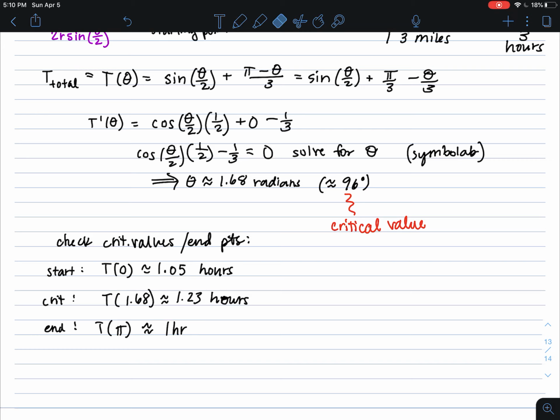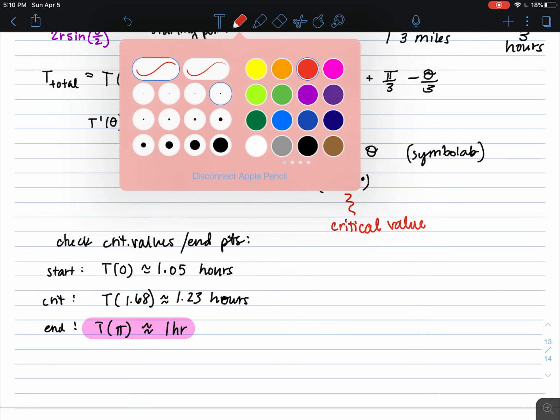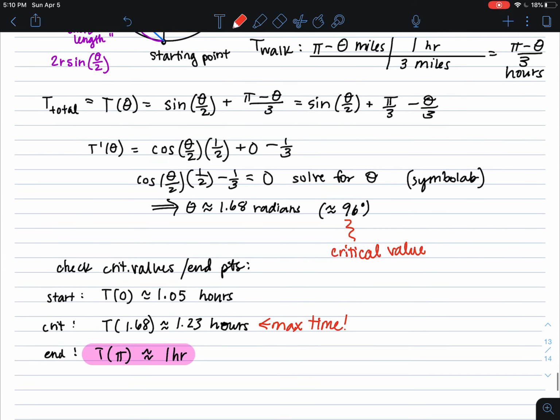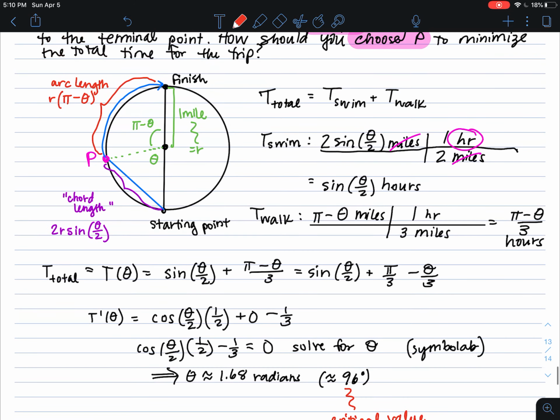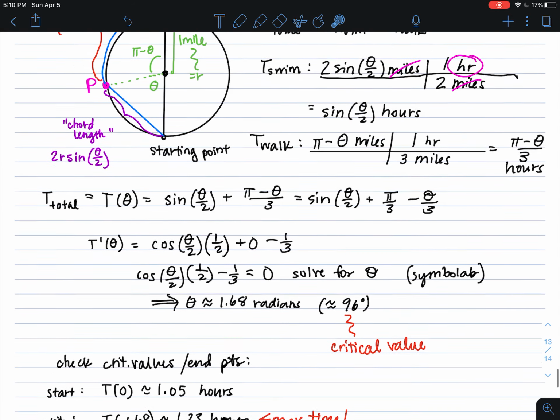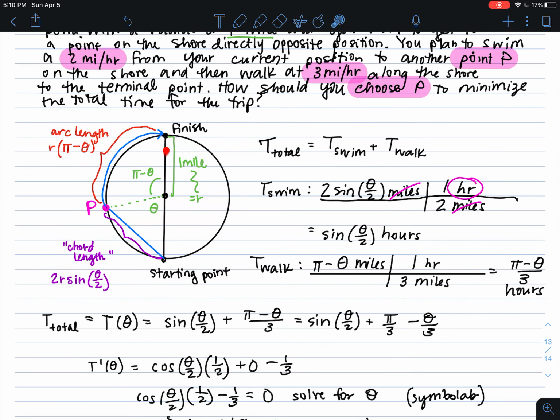And we're looking for the minimal time. So our minimal time is this t of pi equals 1 hour. So actually the critical value we found earlier gives us the maximum time. So if we want to do this the slowest way, we swim to an angle of 1.68 radians and then walk. And if we want to do it the fastest, we said our angle is pi, so that means the fastest way to do this is just to swim the entire way.